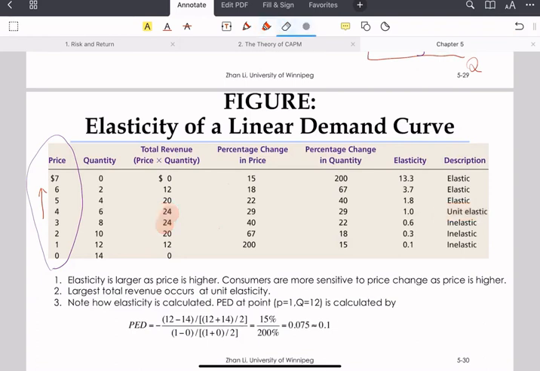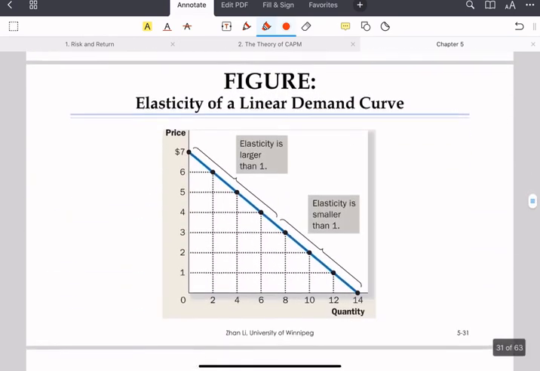Now let's look at the third case. We look at these three cases and these three numbers. What you see here is the demand curve is elastic, and as we increase our price, the total revenue decreases, right? Again, this result fits what we have learned. Okay, that's great.